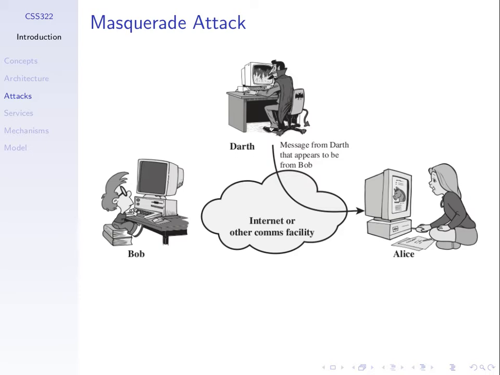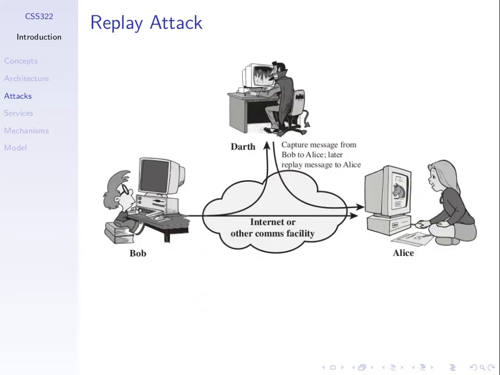Similar to here, but in fact in this case with Masquerade, there wasn't an original message. Darth generated the new message. Whereas a replay, there's some message and Darth just copies that and sends it again. We'll see that when we look at the techniques for preventing masquerade attacks and the security techniques, then sometimes it's easier to copy and replay a message than it is to generate a new message that will be believed. So replay attacks are possible.